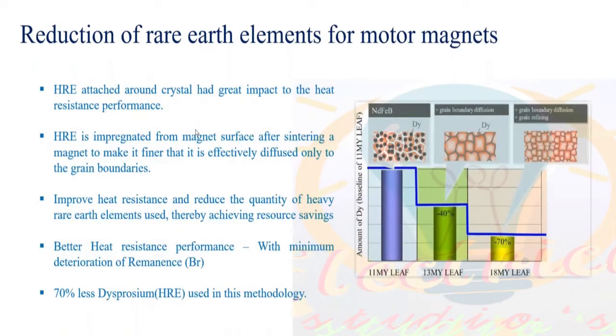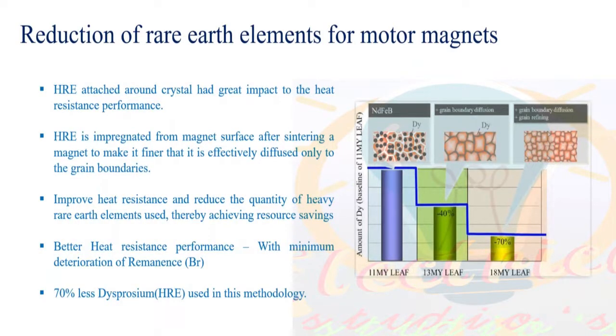And when you look at the PMSM motor, as I told you, we use permanent magnets. So now the question is, how do we avoid the permanent magnets? Two things you can do: either you completely avoid the permanent magnet, or you reduce the permanent magnet as much as possible. So Nissan implemented the second one.